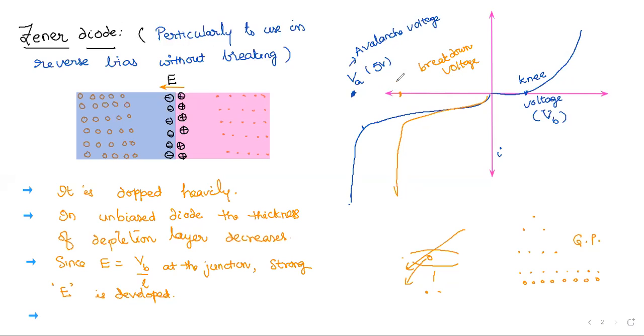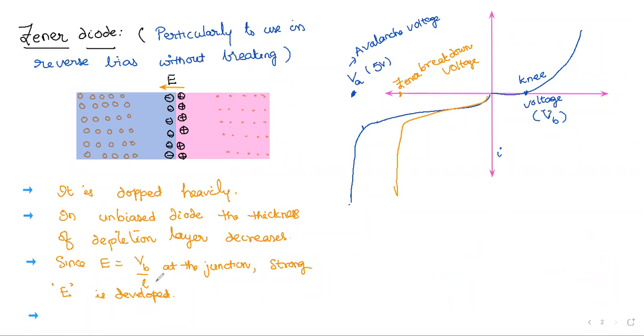This was found by Zener. That's why I do not call it avalanche, giving the respect to the scientist. I'm calling it Zener breakdown. Okay, that is avalanche, and this is Zener breakdown. Now you identified the difference between Zener breakdown and avalanche breakdown, Nana? Understood, sir.